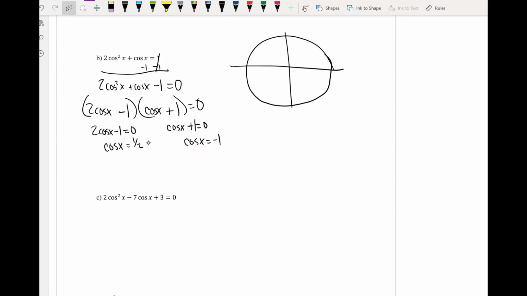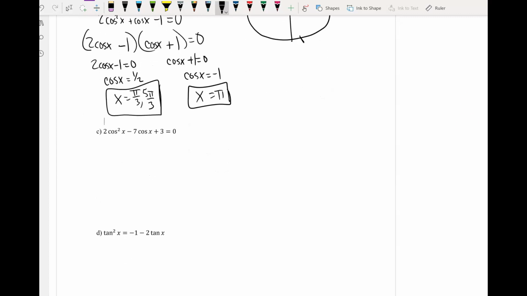Cosine is equal to 1/2, well, we already saw that, right? It's at pi over 3 and 5 pi over 3. And then cosine equals negative 1 down here. No, wait a minute, it's over here, on the cosine axis, so it's at pi. So you're going to have 3 solutions here. Again, if I was asking for all solutions, we would add plus 2 pi k.